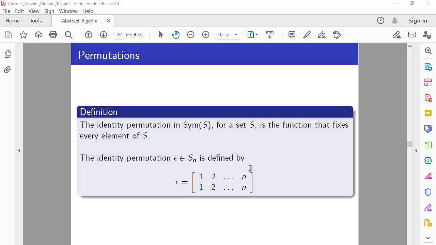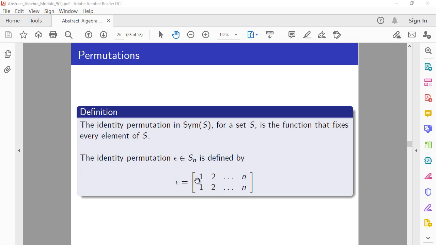So what I want to do here is define the identity permutation. The identity permutation in the symmetric group of permutations of S, for a set S, is the function that fixes every element of S. The identity permutation in Sn is denoted by epsilon, and it is the permutation where each element is being fixed.